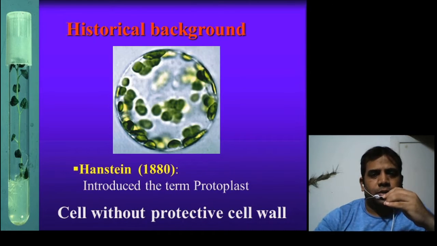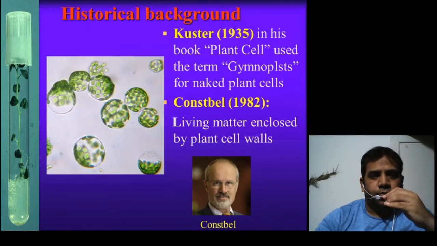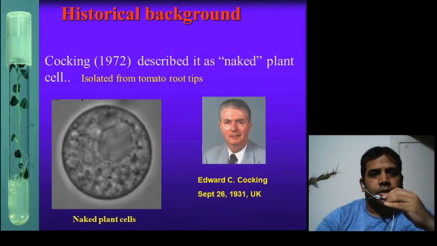In 1880, Hanstein introduced the term protoplast, and defined it as a cell without a protective cell wall. Custer, in 1935, in his book Plant Cell, used the term gymnoplast for a naked plant cell, and Constable in 1982 defined it as living matter enclosed by plant cell walls. Cocking in 1972 described it as a naked plant cell. You can find on the left a naked plant cell without any type of cell wall.